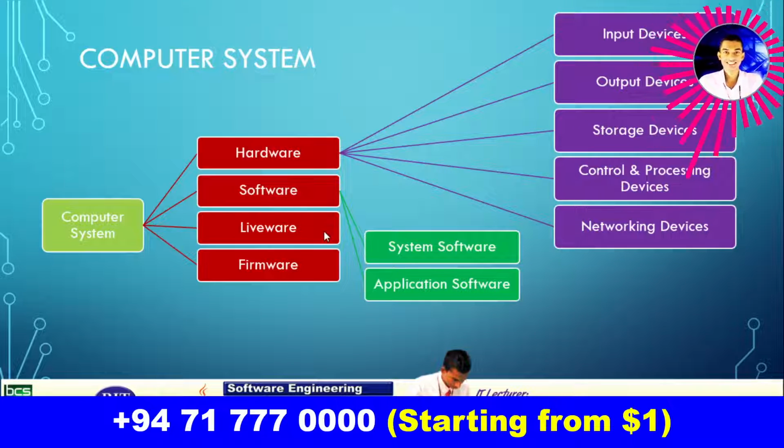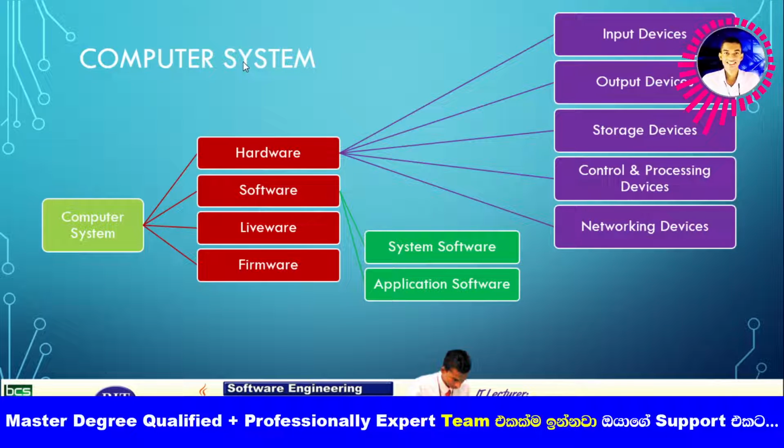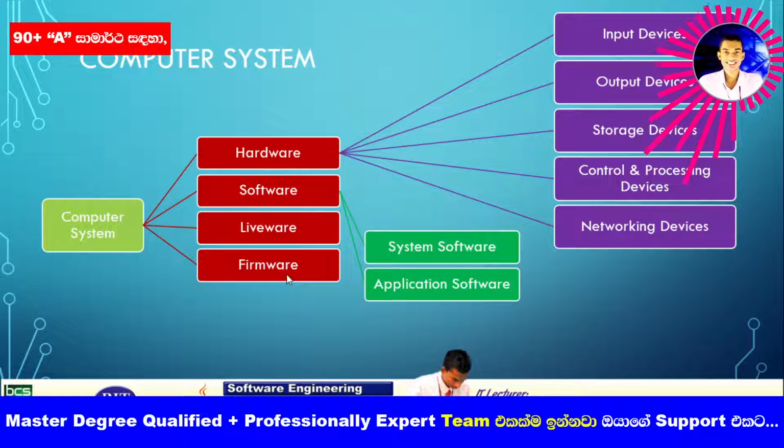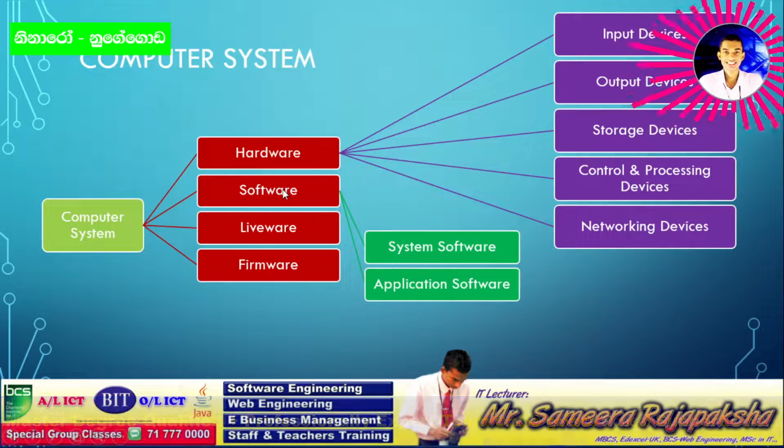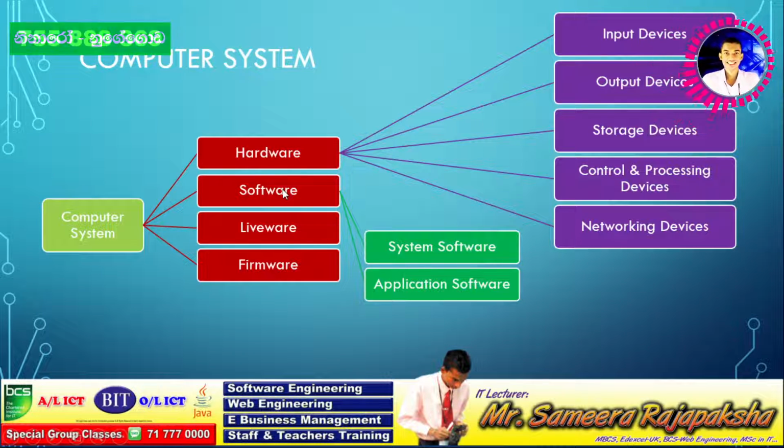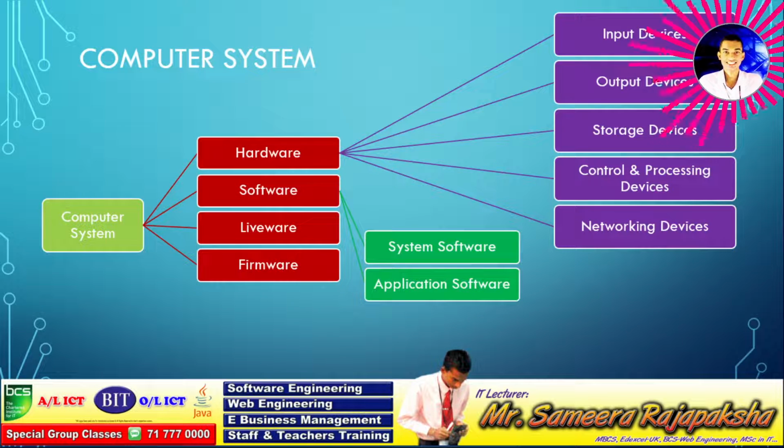Okay, this is the diagram for a computer system. Basically, we can divide a computer system into 4 categories: hardware, software, liveware, and firmware. Hardware means physical devices of the computer. Software means the instruction set stored in the hard disk to complete our requirements or various tasks. Software can be divided into various categories. One of them is system software and application software.